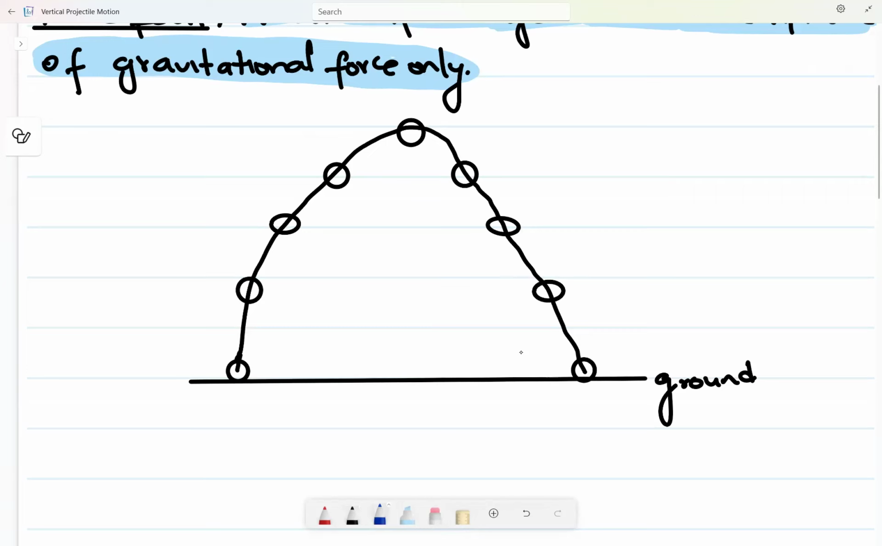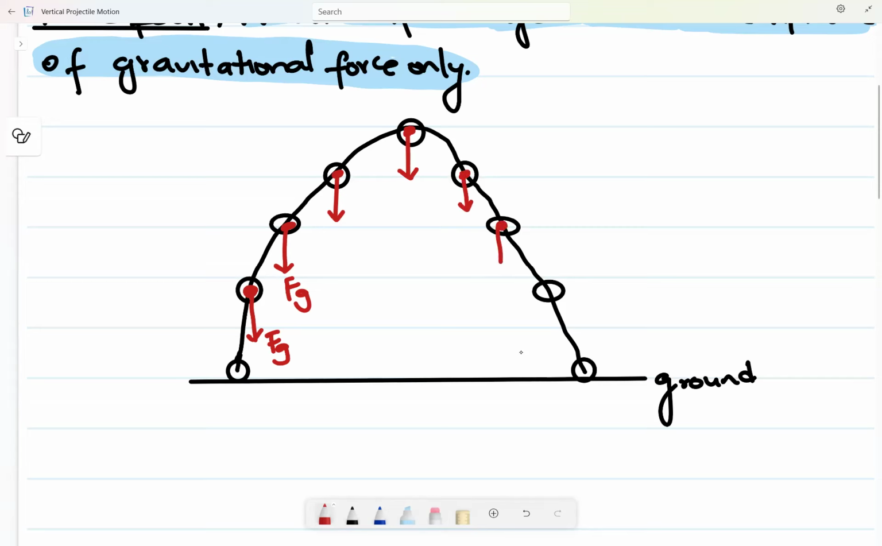As our object is moving upwards, it experiences a gravitational force. Remember, gravitational force always, not sometimes, acts downwards. It experiences a gravitational force that acts downwards. Okay? So that gravitational force is the one that causes my object to do what? To come back.